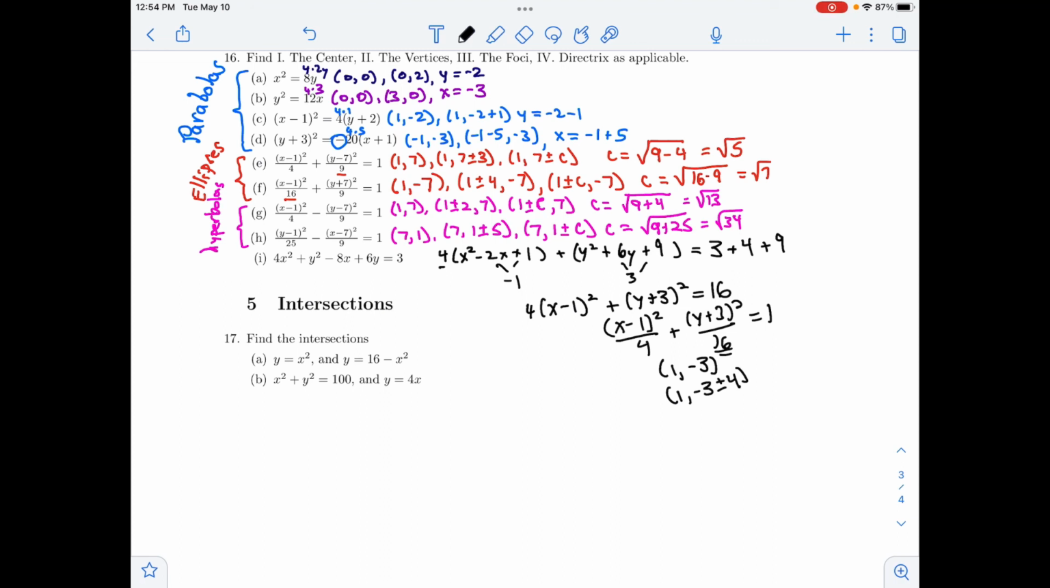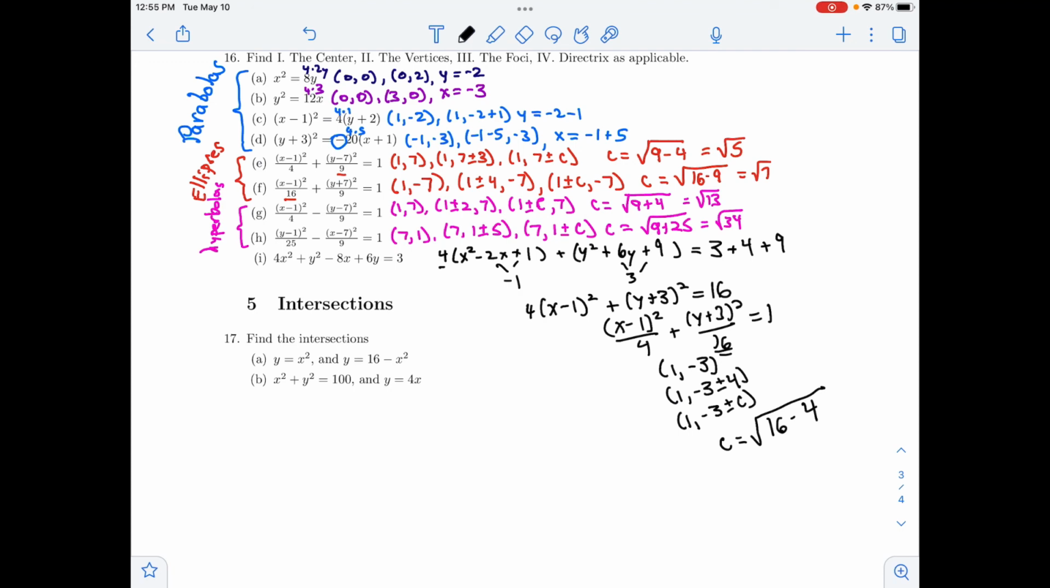The bigger number is under the y. And then you've got (1, negative 3 plus or minus c), where c is equal to the square root of 16 minus 4. So the square root of 12.